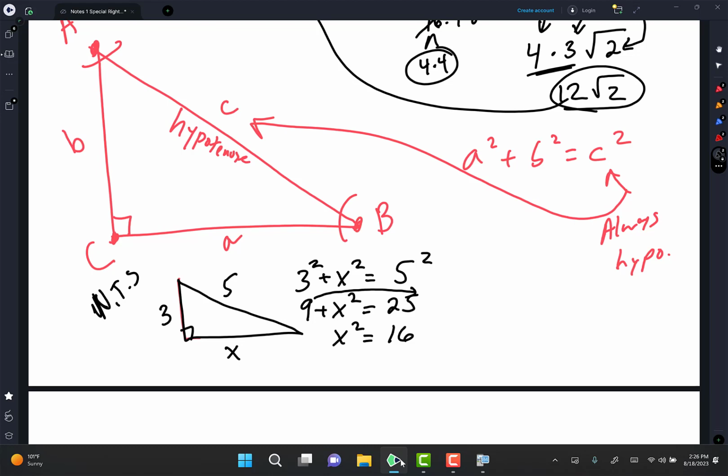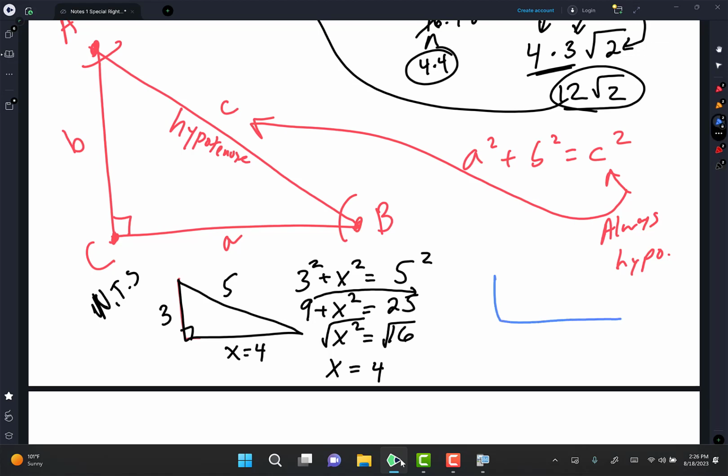And then to get rid of that square, I got to do an inverse operation, which means take a square root. Square root and square are inverses of each other. So the square root of X squared is X. And the square root of, whatever you do to one side, do to the other. The square root of 16 is 4. So there it is. X equals 4. Cool or not cool?